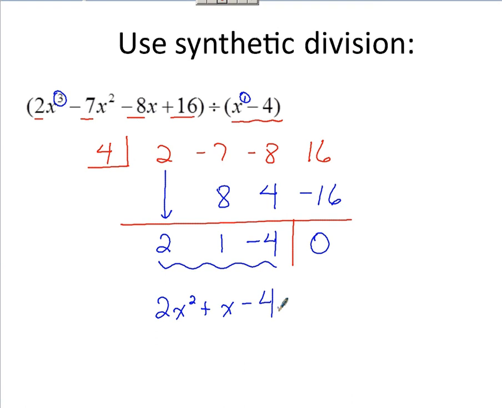Now what the 0 represents, the 0 is our remainder. So what this means is when we take the polynomial we start with and we divide by x minus 4, there's no remainder left. It just means that x minus 4 went in there evenly. And a quadratic is our answer.